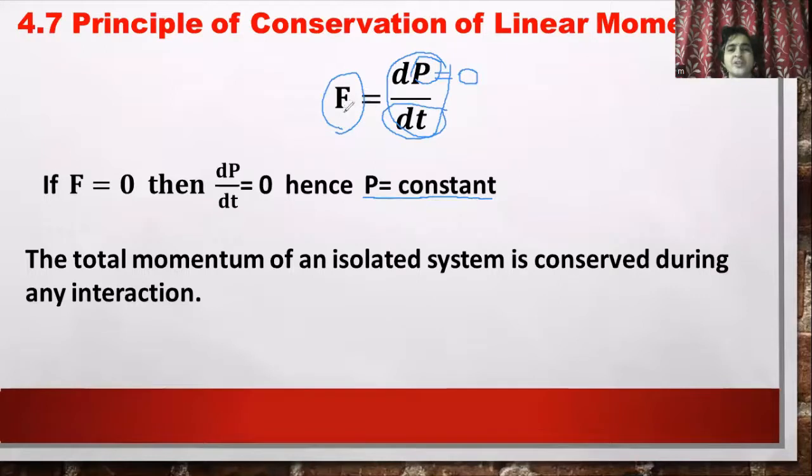This we can put in other words also. If the net external force acting on the system of bodies is 0, then the total momentum of the system is conserved or remains constant.